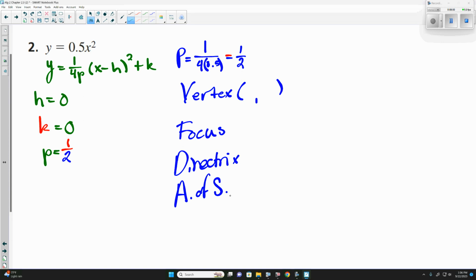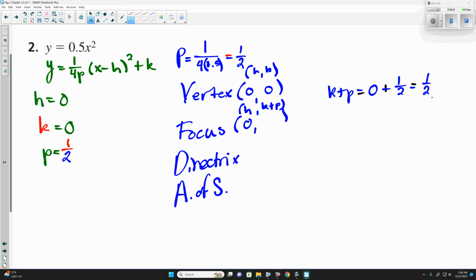Now the vertex is h comma k, or 0 comma 0. Our focus for y equals is h comma k plus p. Well, our h value is 0. We do need to find out what k plus p is. Well, that's 0 plus 1/2, which is 1/2. So our focus for this is 0 comma 1/2.